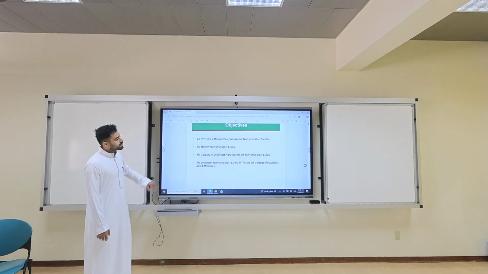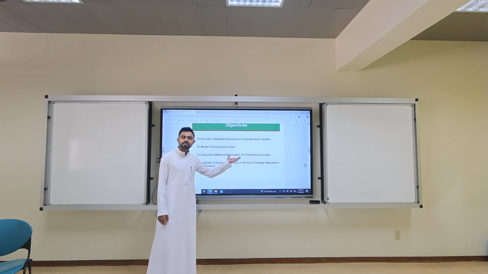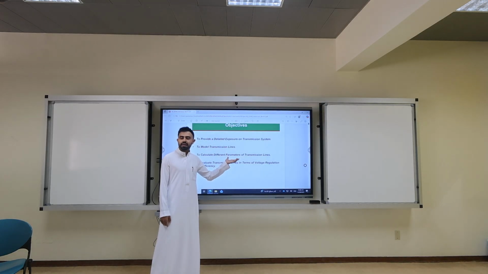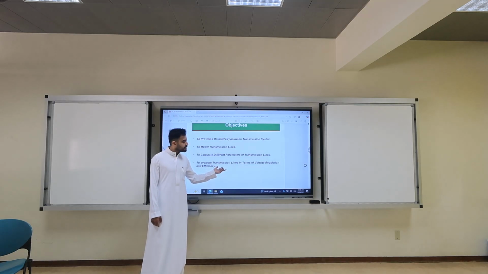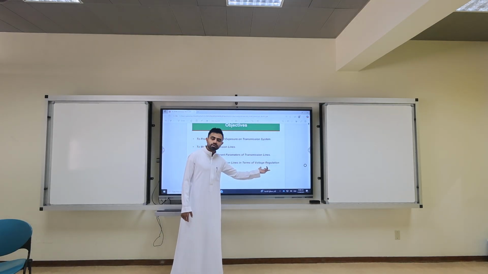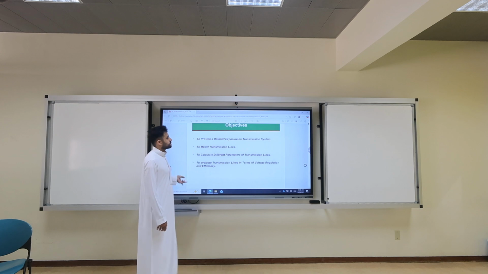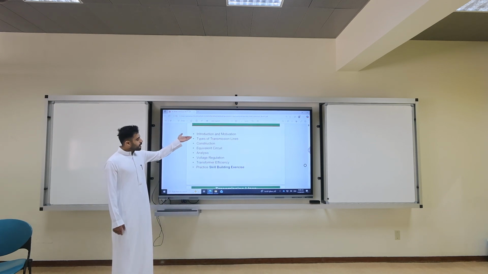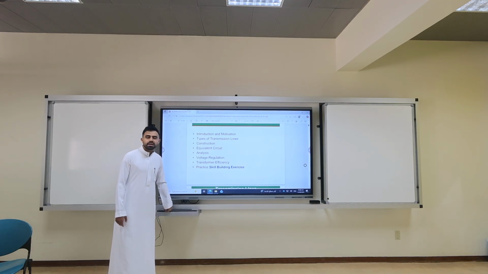So I want to provide detailed exposure on transmission lines in modeling, how to model them, as well as to calculate the different parameters, how we get the R of the line, how we get XL of the line. And we evaluate, is this transmission line good for our system or not, by having small voltage regulation and high efficiency. So we will talk today about types of transmission lines, how we construct them, the equivalent circuit for short lines, and medium lines in the next week, some analysis and the VR as well as the efficiency.